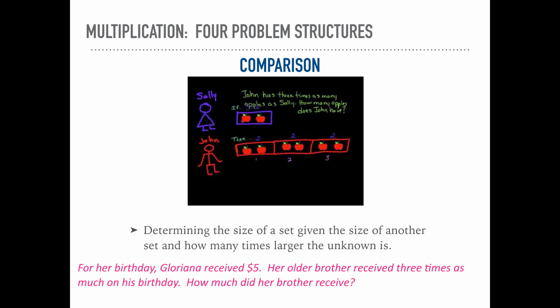And so here we see a visual, again a comparison. We see the nice bar models we learned before, again a flexible problem-solving structure, but we can visually see the notion that John has 3 times as much. He has 3 groups, Sally only has 1. It's the wording here that's important. It always has something about 3 times as many, 2 times as much. So like in the bottom, for her birthday, Gloriana received $5. Her older brother received 3 times as much for his birthday. How much did her brother receive? This would be called the comparison structure, given the language.